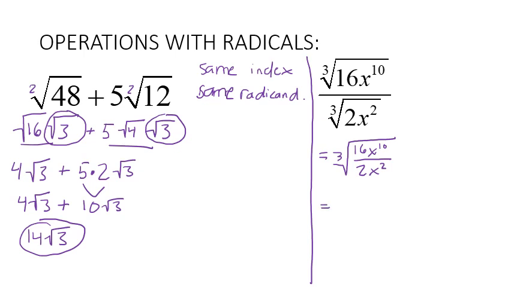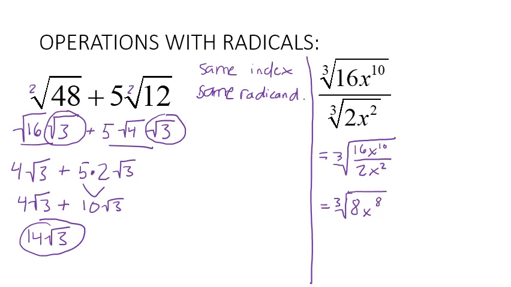Okay, that's going to equal the cube root of, I can simplify my constants. 16 divided by 2 is 8. Now if I remember my exponent rules, x to the 10th over x squared, I subtract those exponents. Where are there more? Okay, there are more exponents on the top. There are 8 more of them, so I have an x to the 8th in the numerator, or 10 minus 2 gives me that 8 for my exponent.